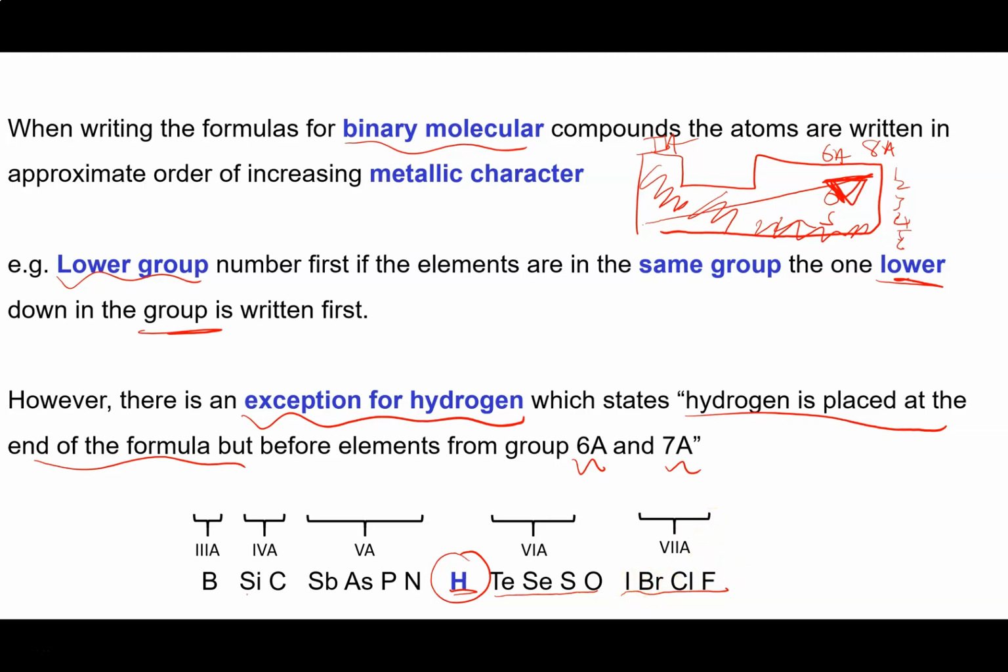So this is going to be our order of the most common nonmetals when we're writing formulas. So lowest group number first. If they're in the same group, the one that's lower in the group comes first, and then hydrogen goes before elements from group 6A and 7A. And the elements that are in group 8A tend not to form compounds. They're what we call the noble gases.